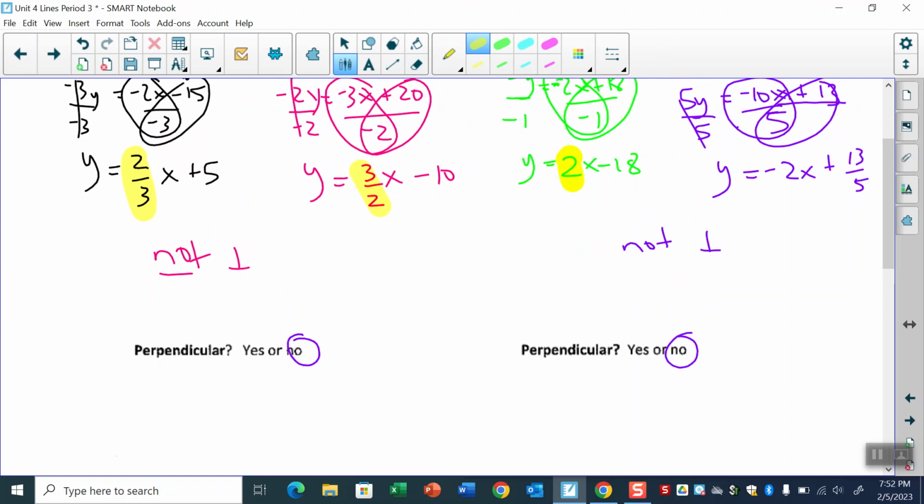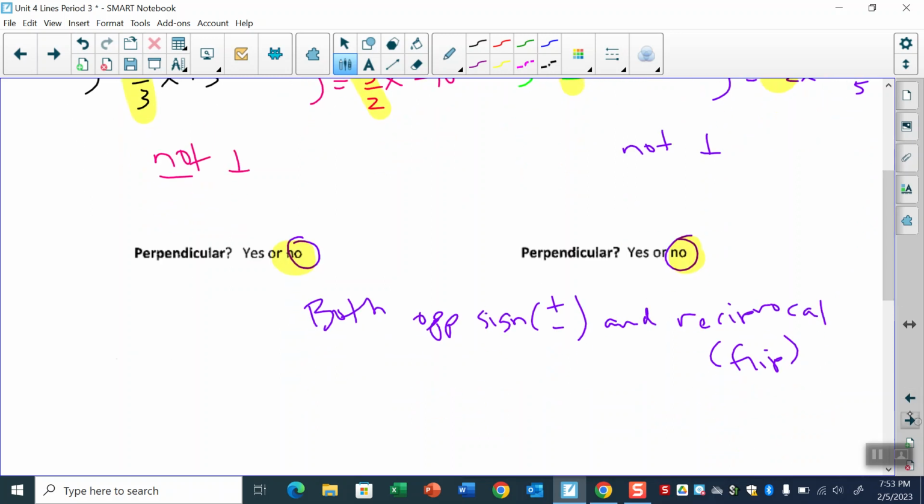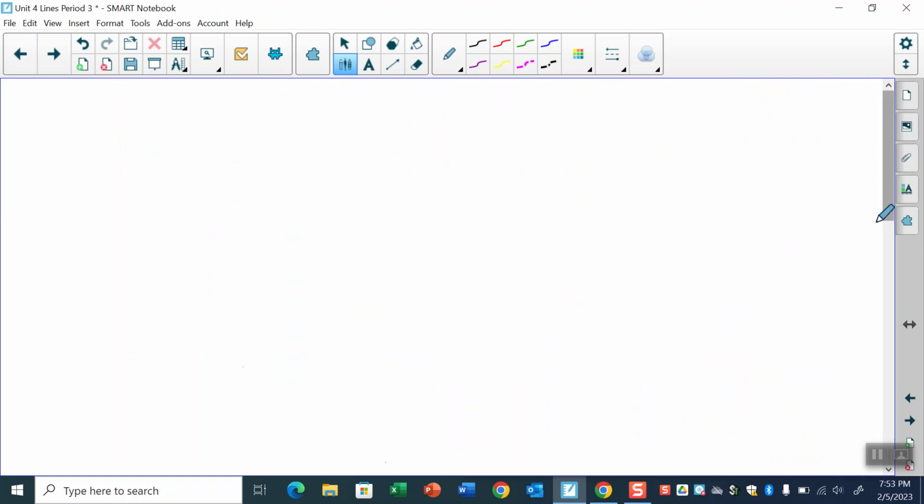This slope was 2, and this is negative 2. They have to be both opposite sign, right? One positive, one negative, and reciprocal, which means it's flipped over. Can't have one without the other. And that is it for perpendicular lines.